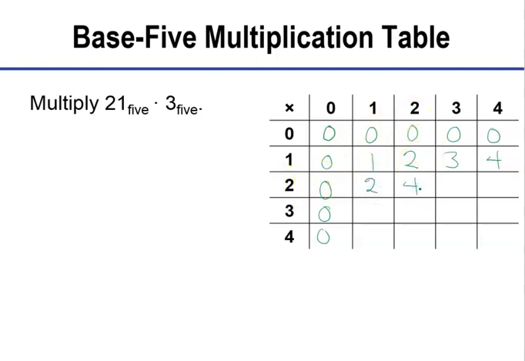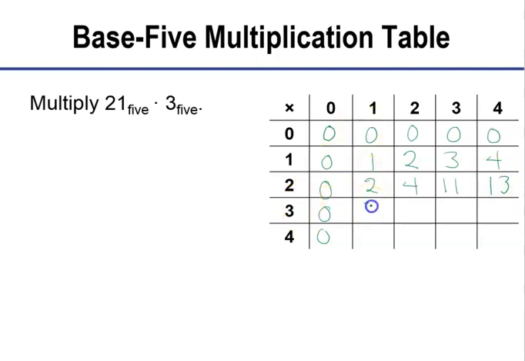Now, remember, we're base 5, so we don't have any digits larger than 4. So when I multiply 2 times 3 and get 6, that's base 10. But in base 5, that's a 5 and a 1. So 1 5 and 1 1 gives us the number that we visualize as 6 items. Let's try it again. 2 times 4 in base 10 is 8, which is really 1 5 and 3 1s.